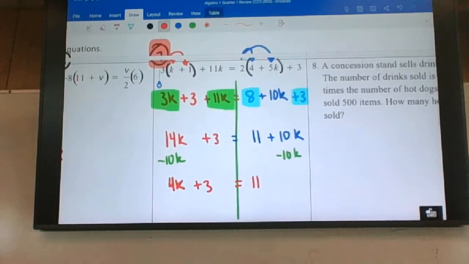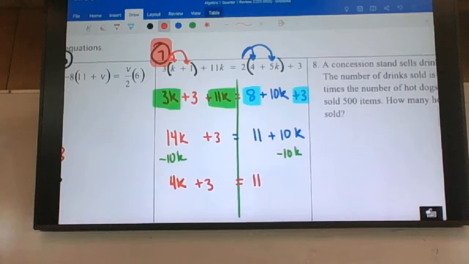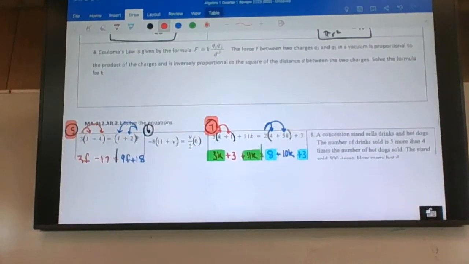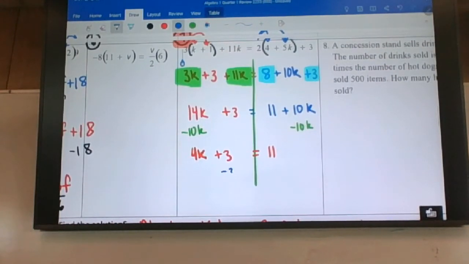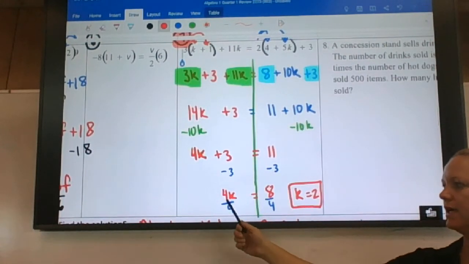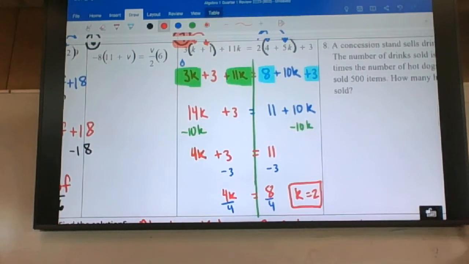Did you distribute this? Alright, so then I minus the 3, and I get 8, and then I divide by 4. That's multiplication, so divide.